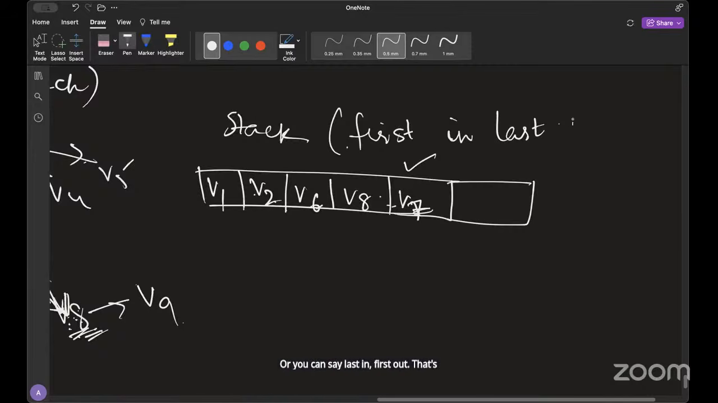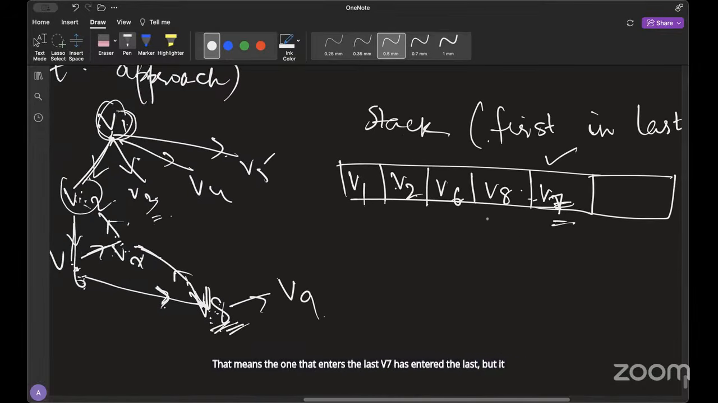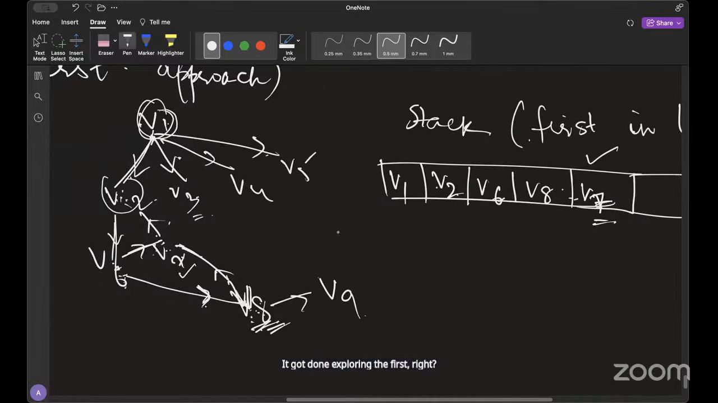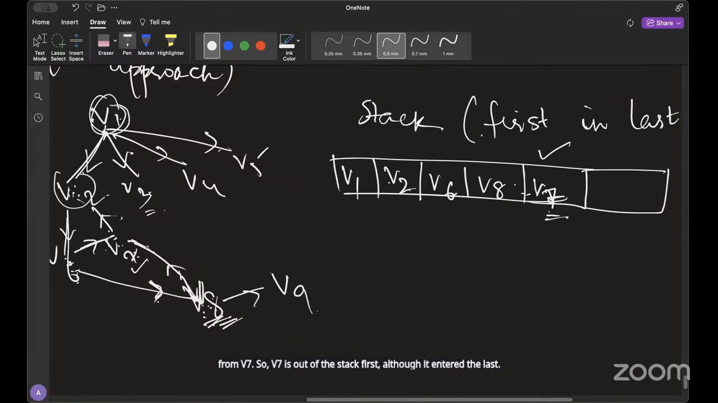That's also valid. That means the one that enters the last, V7 has entered the last, but it will leave the first. It got done exploring the first, right? We are done exploring V7. There's no other vertex that is left from V7. So V7 is out of the stack first, although it entered the last. Then we trace back to V8 and we check if there is any other vertex that you can visit from V8, which there is, right? We have V9. So we write V9 here.